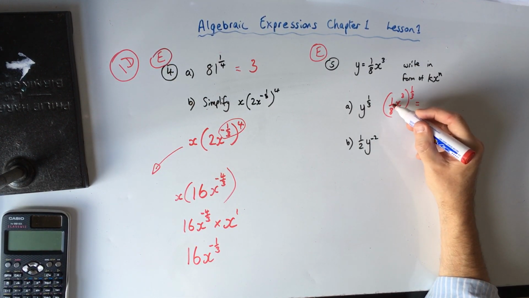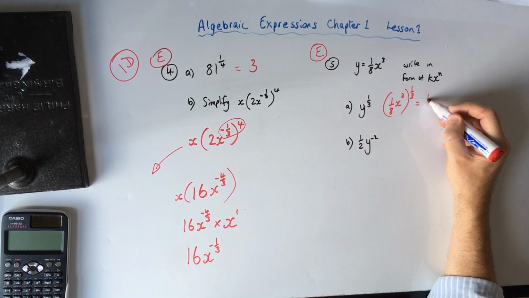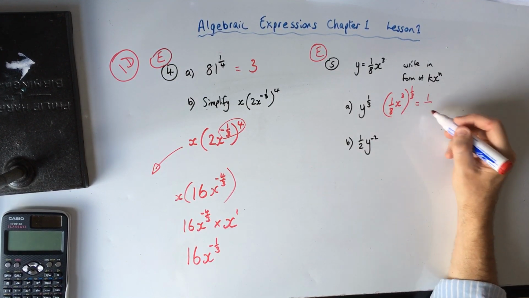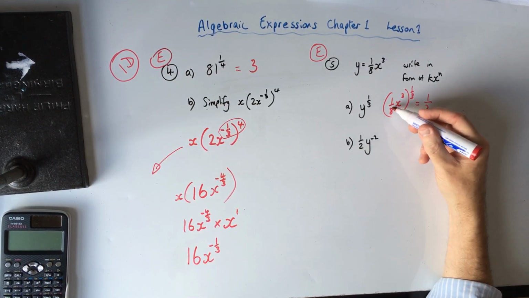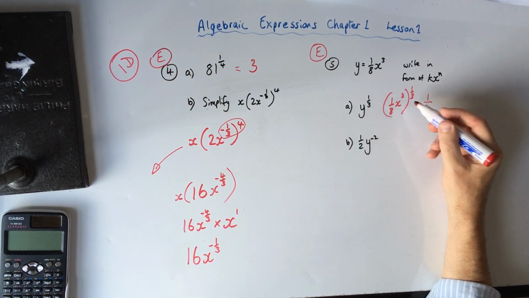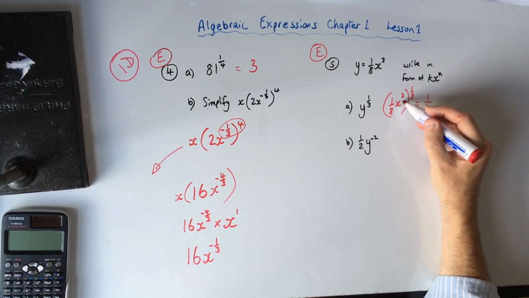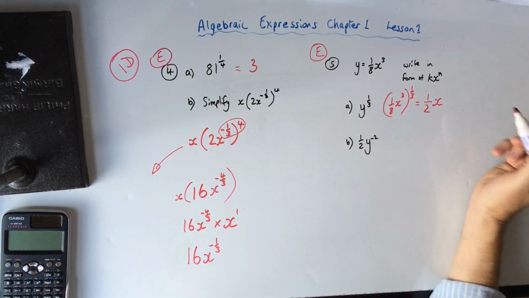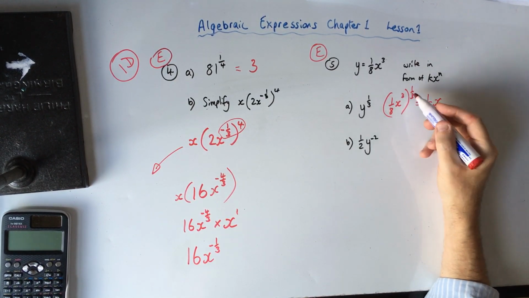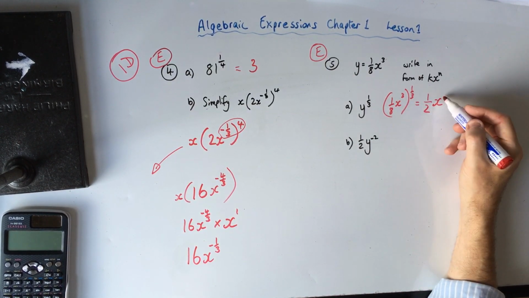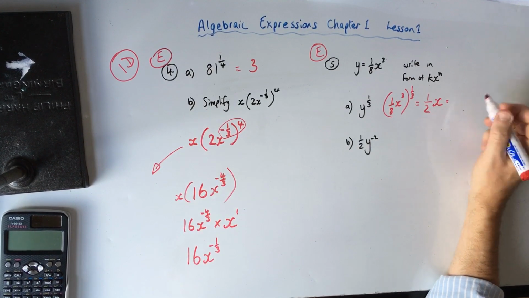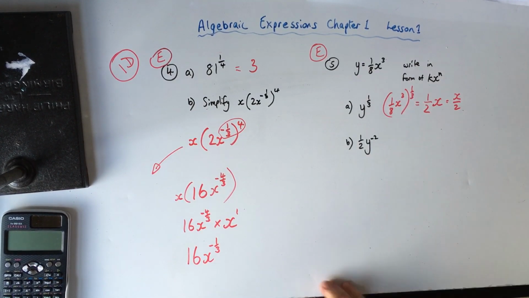The cubed root of 1 over 8 is the cubed root of 1 over the cubed root of 8, which is 2. So it's a half. A half times a half times a half is an eighth. So the cubed root of an eighth is a half. And the cubed root of x cubed is just x. Okay, and again you can times out those indices. 3 times a third is 1, x to the power of 1. Or you can write it, of course, as mathematicians would prefer, as x over 2.